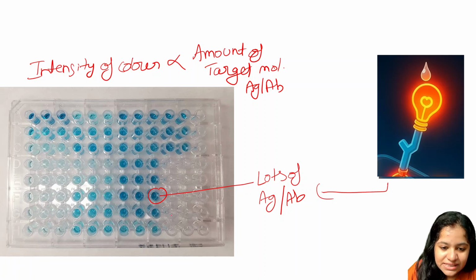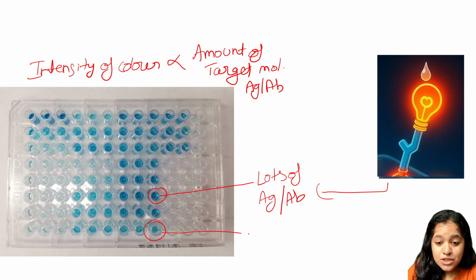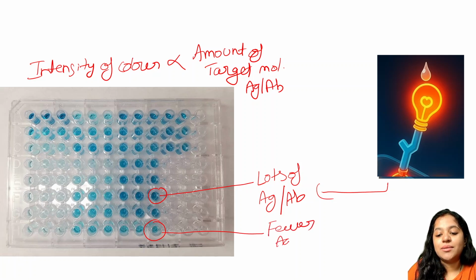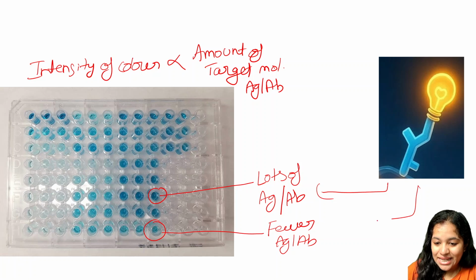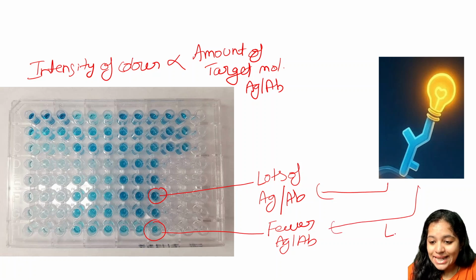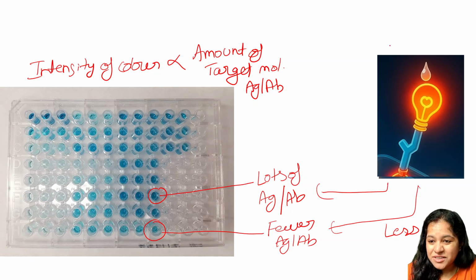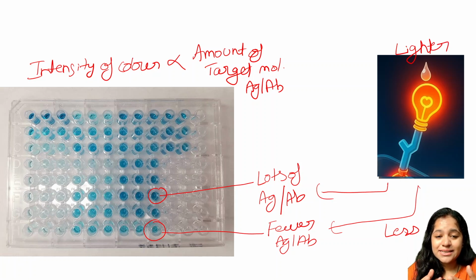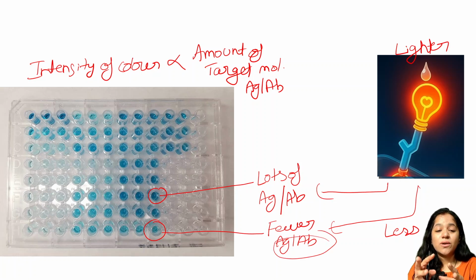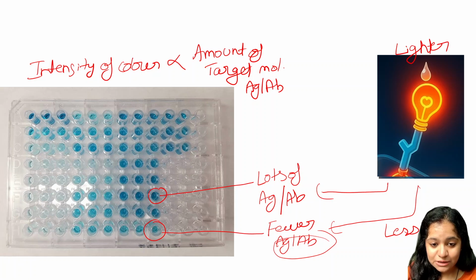Now we will see a different well, which is lighter in color. So the sample put in this well has fewer antigen or antibody, whatever we are trying to find. So if it has fewer antigen or antibody, then less enzyme linked antibody will be binding to it. That means when we add a drop of substrate chromogen, the color which is produced is lighter, because less enzyme linked antibody has bound to this. So the overall color produced is much lighter, but here it was darker.